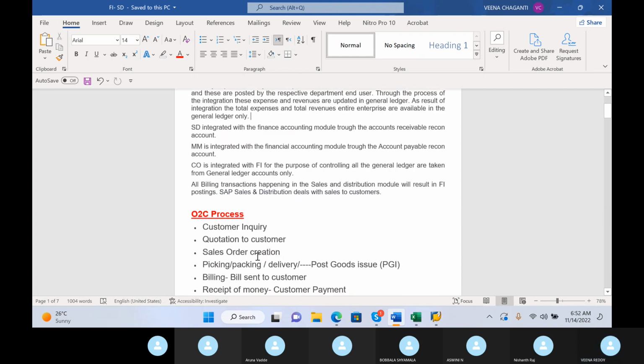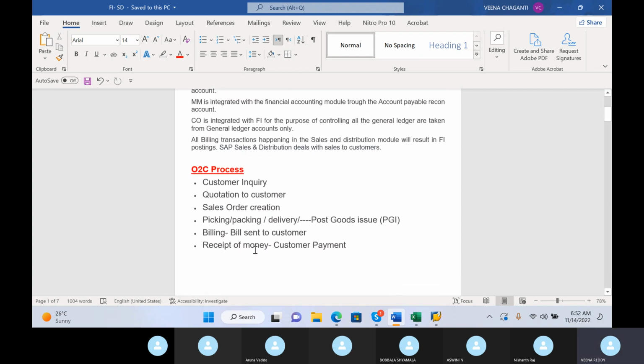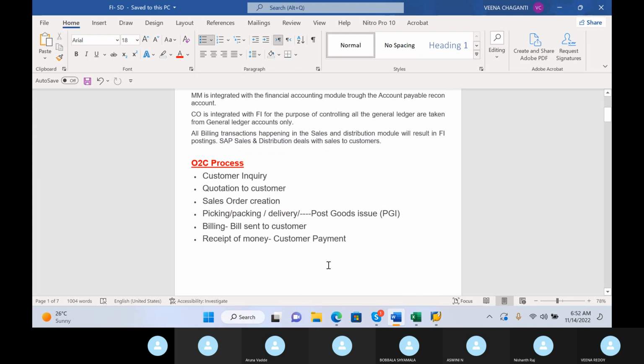Coming to the O2C process. What is the O2C process? O2C process means customer inquiry, quotation to customer, sales order creation, picking, packing, delivery. After this we post PGI, post goods issue. Then billing, the bill is sent to the customer. Then receipt from the customer, receipt of money from the customer. This is the O2C process.